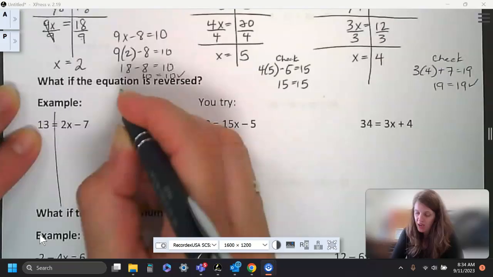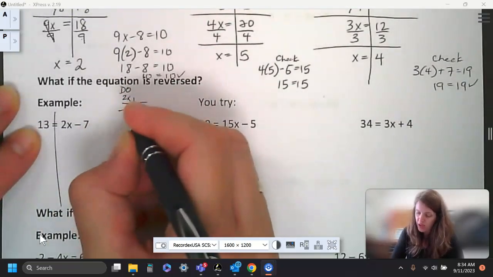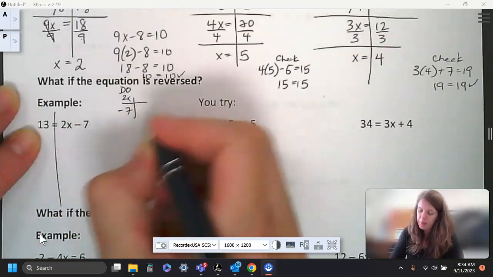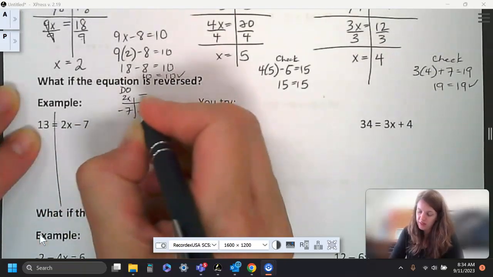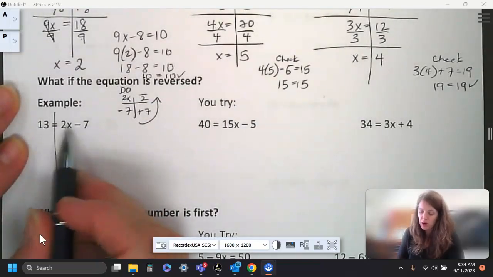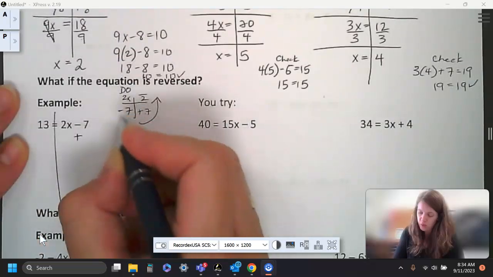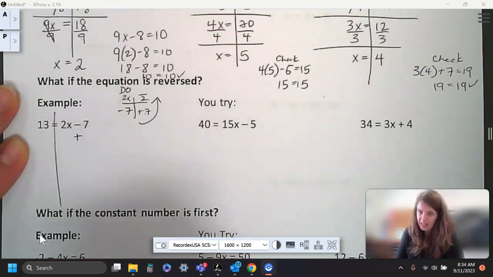Well, what is happening to the x? What's the do part? The do part is there's a 2 times an x, and there's an x minus a 7. Well, the opposite of those would just be plus 7 and divide by 2, right? So I'm undoing both of those steps. But where do I start? Well, let's start with the plus 7, just as we did here. We went this way, and then we're going to go back in order.